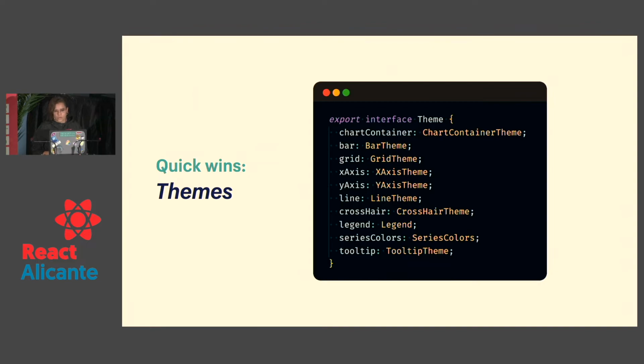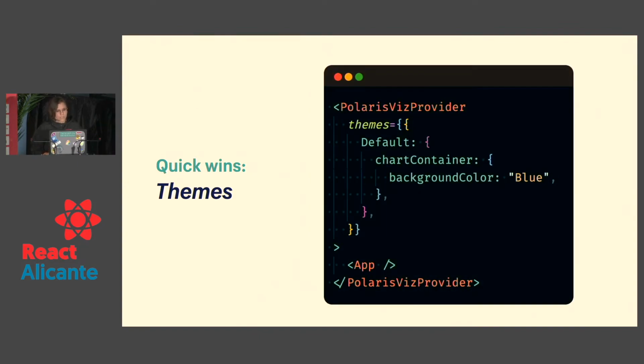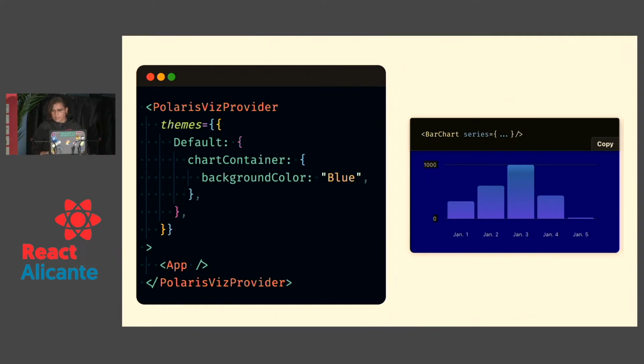Like, for example, not only what colors the bars or lines should be, but also if the bars should have round edges, if the lines should have harsh edges or not, etc., etc. So the library exports this component called Polaris Provider, which allows you to overwrite the default styles of the charts across your whole application. So you can see here that I'm overwriting the background color of my chart container to be blue, and my app is inside of this instance of the Polaris Provider. So anywhere inside my app, I don't have to pass any style prop, and the charts of my application are going to have the new overwritten background color.